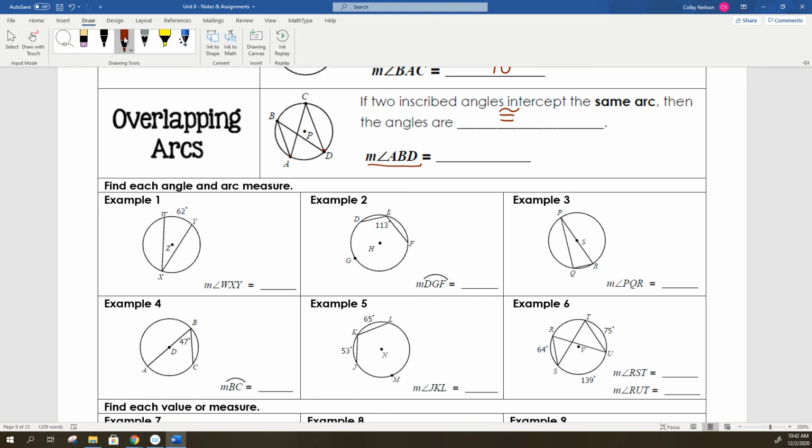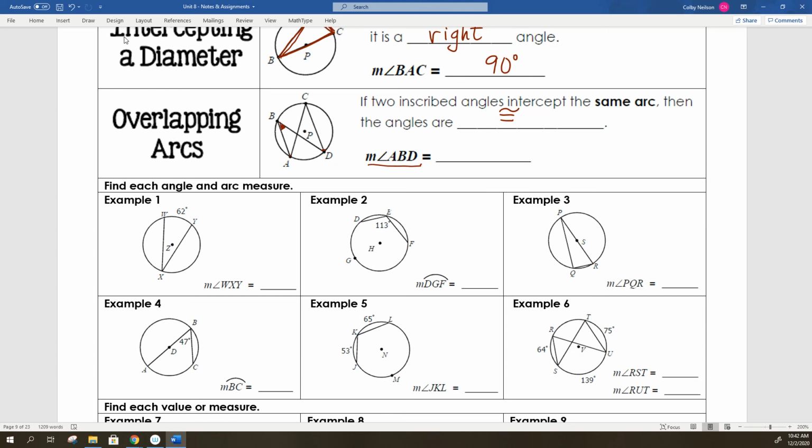ABD, so we're looking at this angle right in here. What's that measure? What's it congruent to? ACD. The measure of angle ACD. Okay, so those would be two angles that are the same. And I'll just color them in for visual effect. Okay, those two angles will be the same.